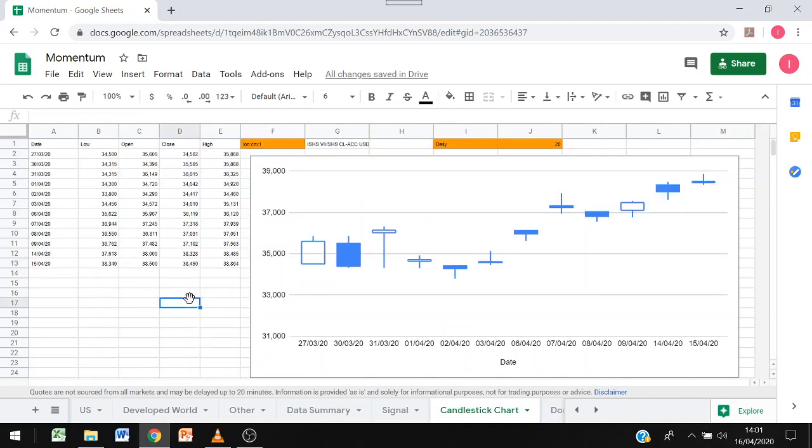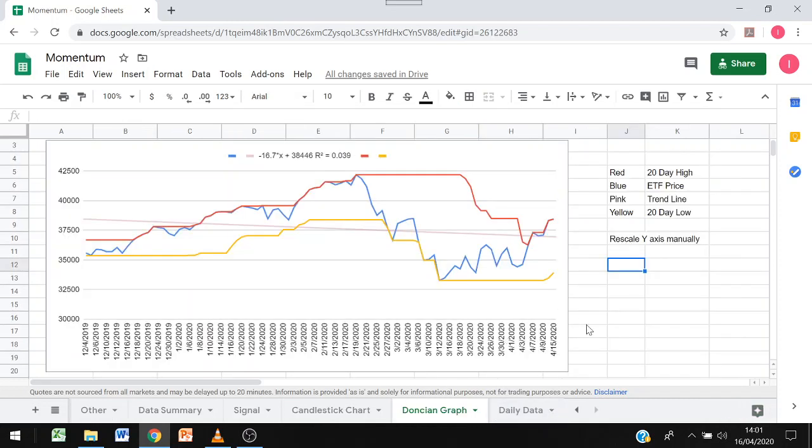This is a candlestick chart of the NASDAQ. It's daily, it's over 20 days. You can do weekly ones as well. It just pulls in the data for you, shows you what's going on. This one looks at, it's called Donchian channels, which are the 20-day high, 20-day low.